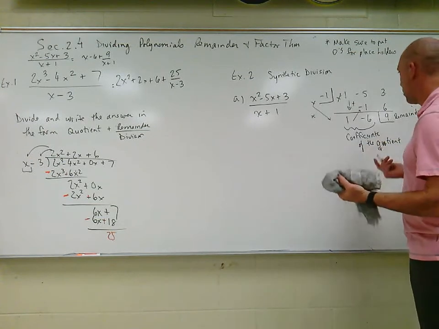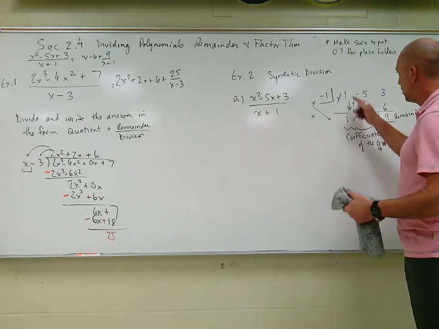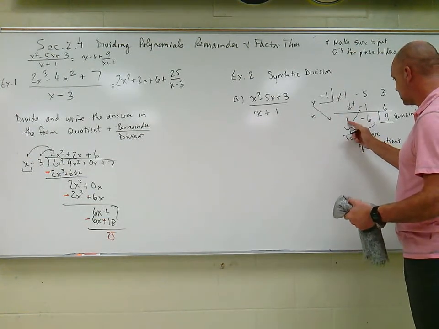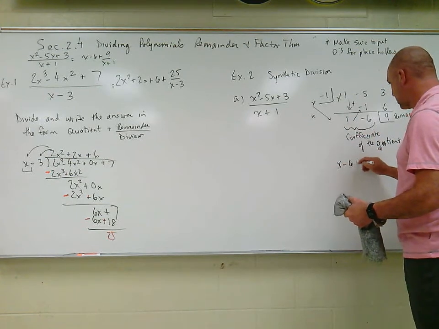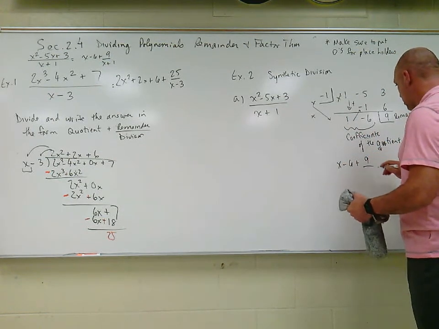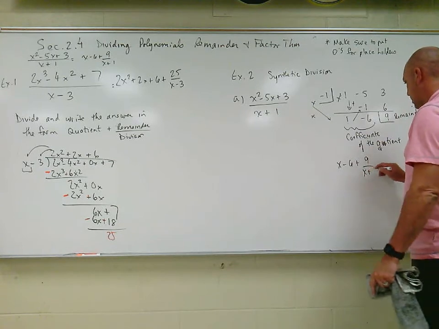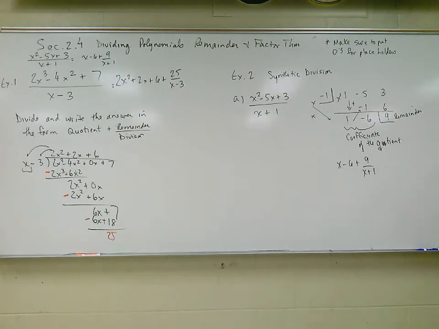And then now, how do I write my answer? Well, if it's an x squared divided by an x, this has to be an x, so I get x minus 6 plus the remainder of 9 over my divisor of x plus 1. And that's synthetic division.